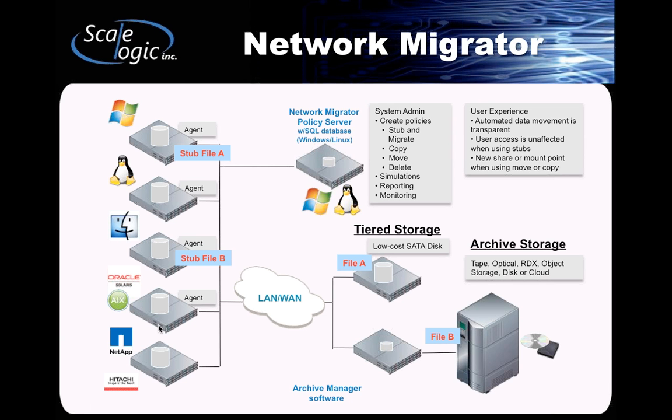If you remember when I talked about the stub, it basically makes the file look like it's still there, even if it is off on the archive. This is where we're going to set policies of migrating, copying, moving, and deleting off of the cache disk. It's also where we've got all our reporting and monitoring. From a user experience standpoint, we've now automated the data movement and made it very transparent within their workflow. We've given the user access that is unaffected now with the stubs, because it looks like the data is there and they don't need to know where to go look for that data.